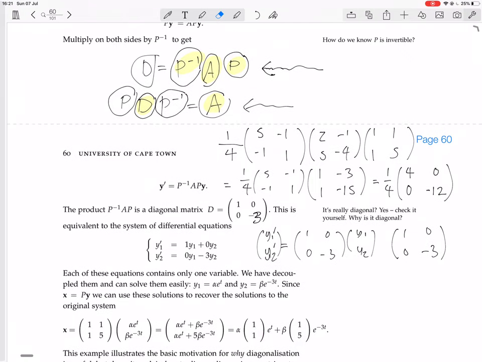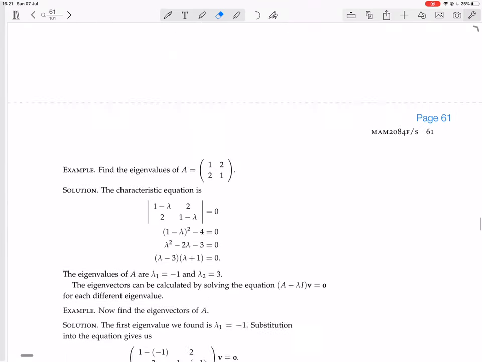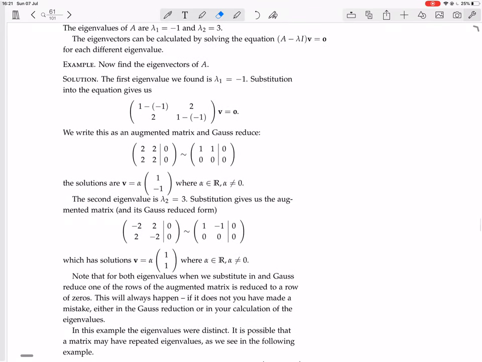Once you've worked out the eigenvectors and eigenvalues, you don't have to go through this whole process each time. You can just write down the solution like that in terms of the eigenvectors and eigenvalues. Okay.